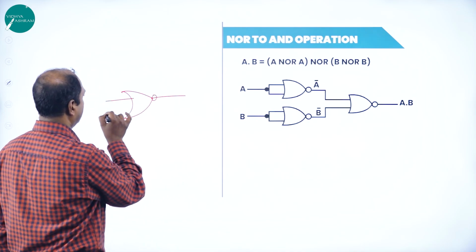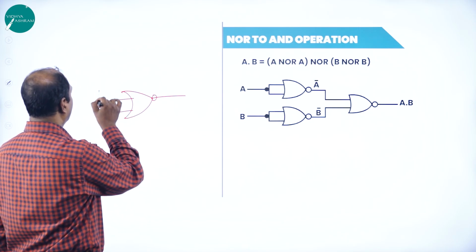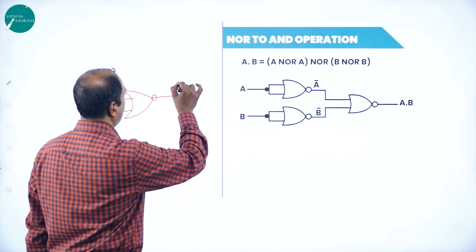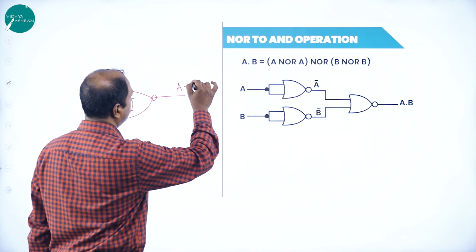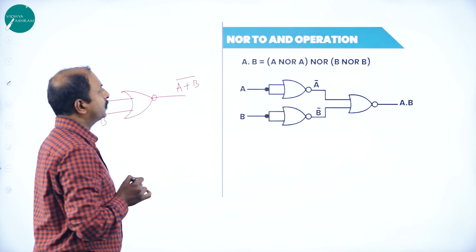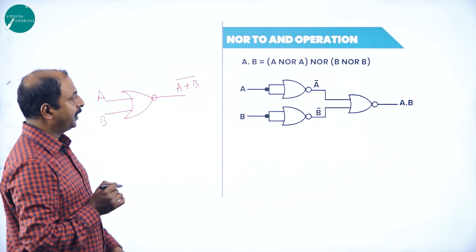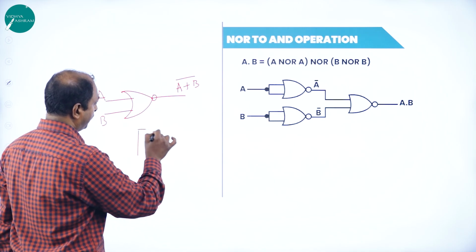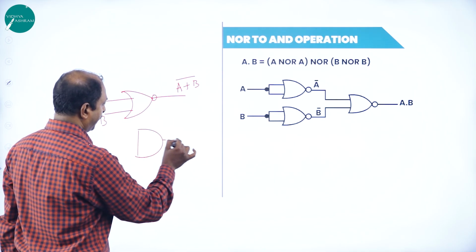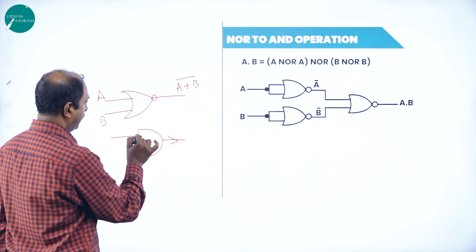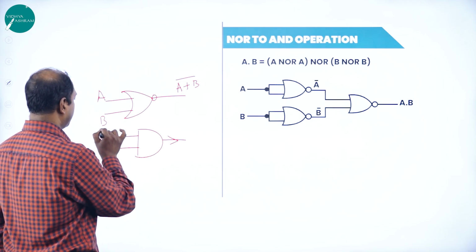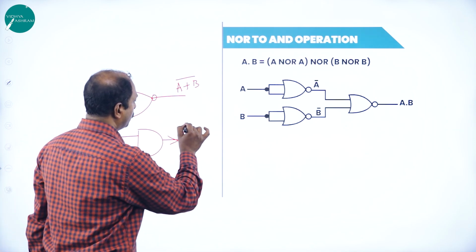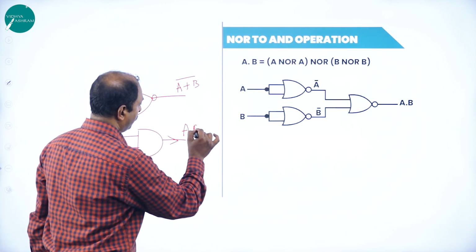Suppose these two are A, B, A plus B naught. So this is your OR gate. And what would be the result of the AND gate? If you look at the AND gate, suppose A and B are the inputs, the output will be A and B.